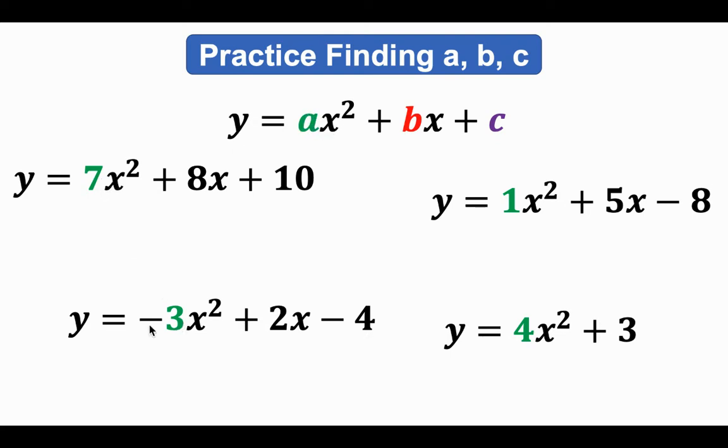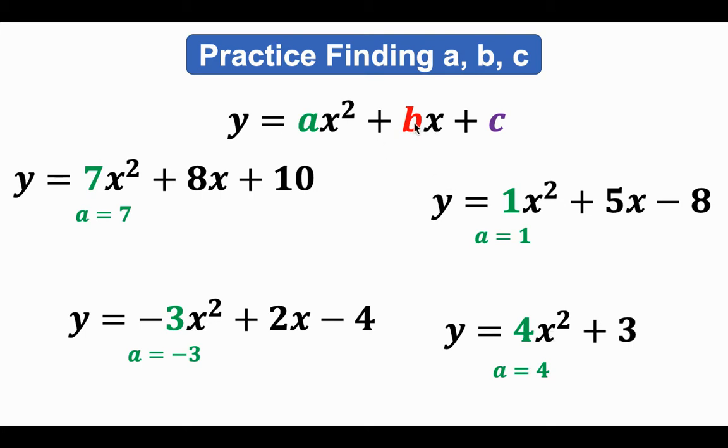So I made those all green. Oh, forgot that little negative part, but they're all green. Okay, so your a values are going to be these numbers. So a is 7 here, -3 here, 1 is in front of x squared, 4 is in front of x squared. Okay, next up is your b value.